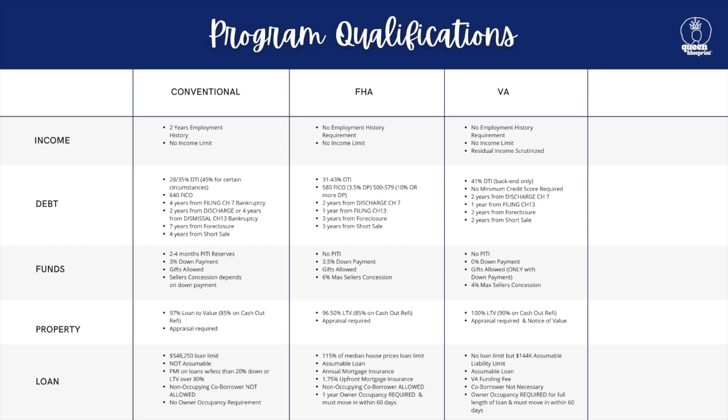A co-borrower is not necessary because you don't really have to pay for anything here. You do have to pay what is called a VA funding fee, which basically takes the place of the mortgage insurance and the PMI. Owner occupancy is required for the full length of the loan, and you must move in within 60 days.